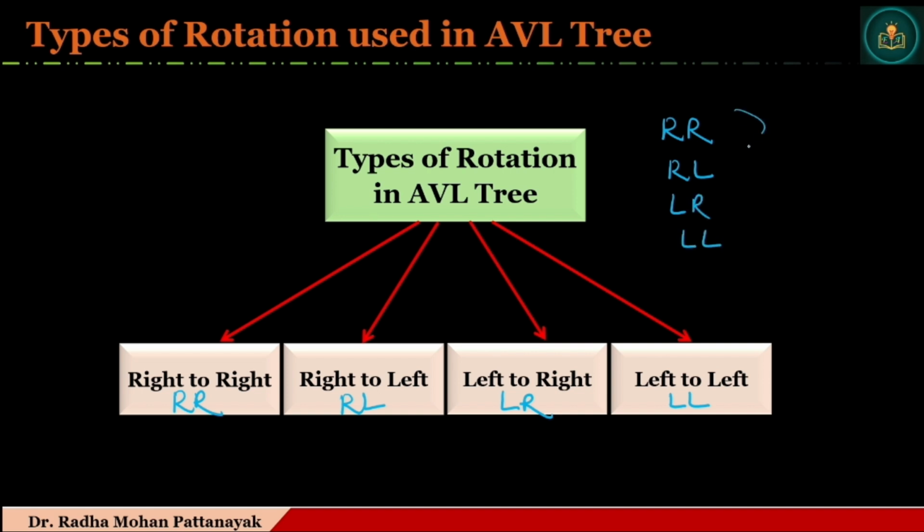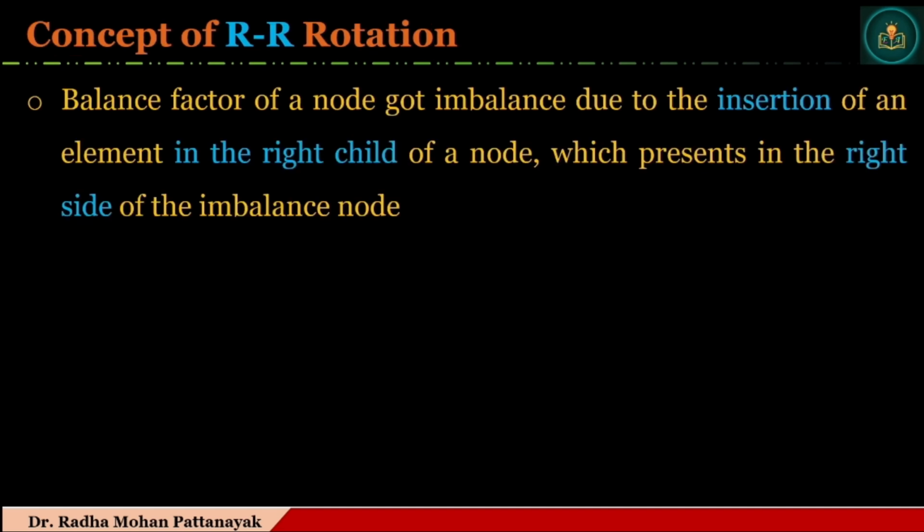Clear? So we will use one of these 4 rotations to make an imbalanced node into a balanced one. So first we will discuss right right rotation. In this example, 20 and 24, now it is balanced. Balance factor of 24 is 0 and balance factor of 20 is minus 1. After that, let's say I want to insert one more element into the binary search tree.